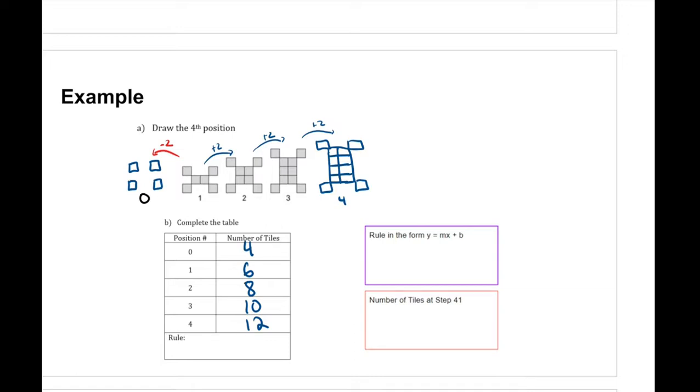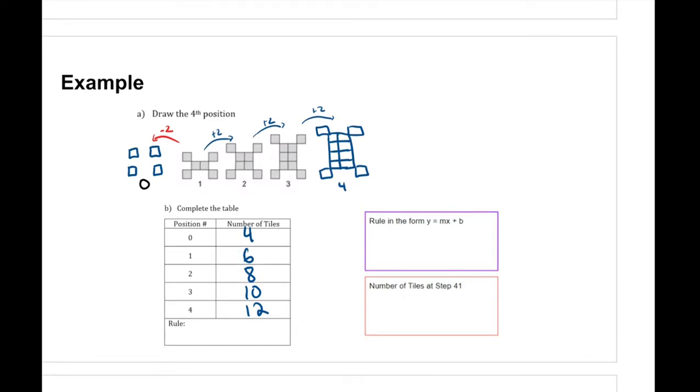As for the rule, you might say, well, I'm going to multiply by 2 and add 4. Based on what we've done so far, that's the rule. Multiply by 2 and add 4.